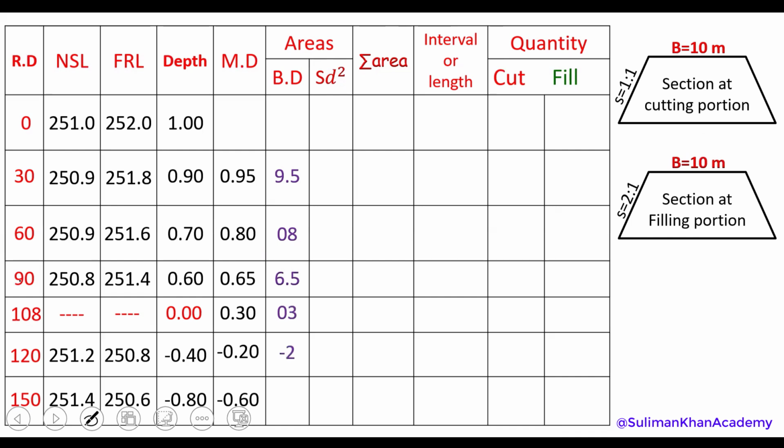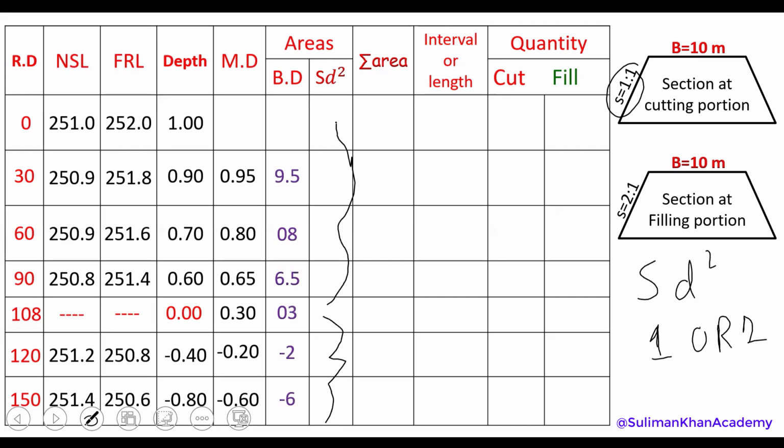And minus 0.2 times 10, that's actually minus 2 and minus 6 again. Now SD square. For S, we're going to put 1 or maybe 2 because we have cutting and filling both. Over here, as you can see, we have cutting. So for these portions, we will just include the side slope for cutting, which is actually 1. And for the above portion, we will include the side slope for filling, which is actually 2.